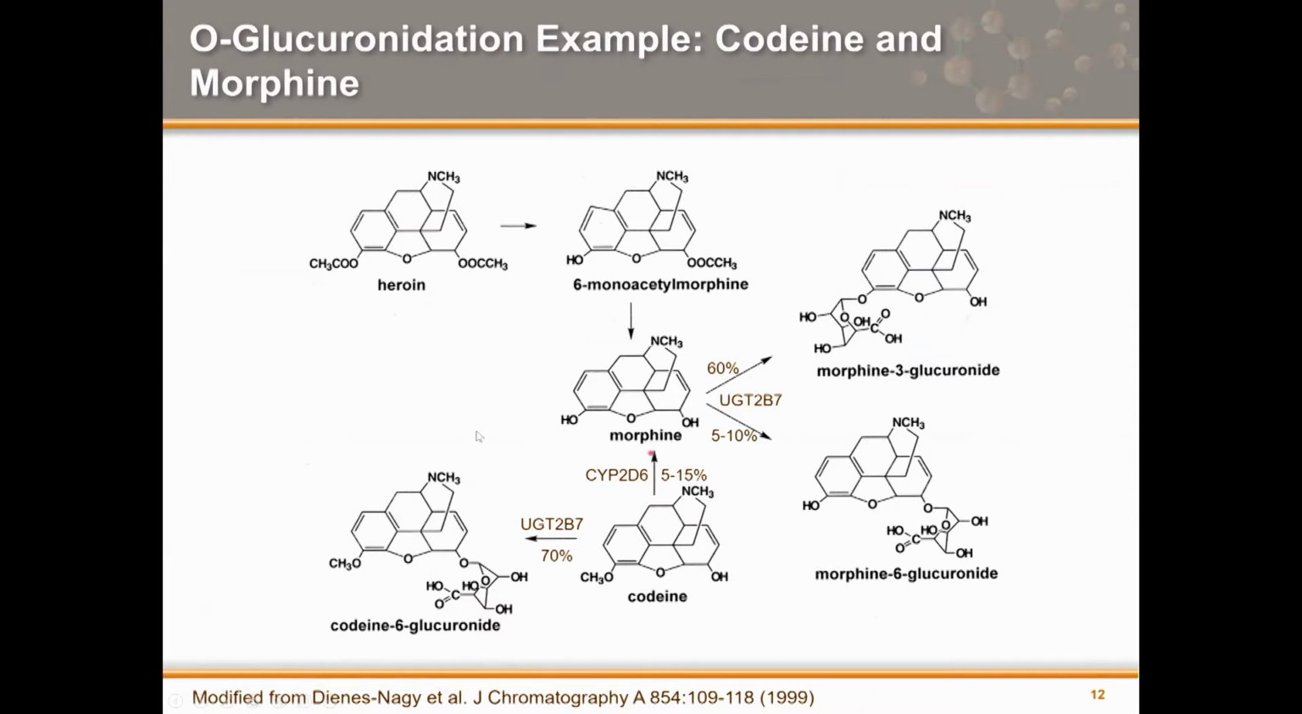And morphine, in turn, can be glucuronidated at both the 3 position as well as the 6 position to form morphine 3 glucuronide and morphine 6 glucuronide. And you can see these are both catalyzed by the same UGT enzyme, UGT2B7. And the major pathway is the formation of morphine 3 glucuronide, with only a minor amount going to the 6 glucuronide.